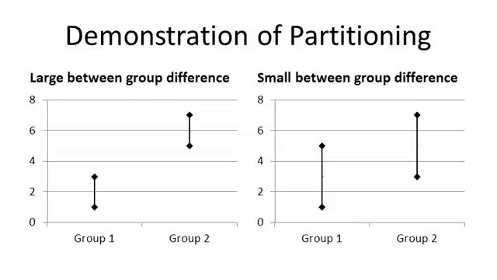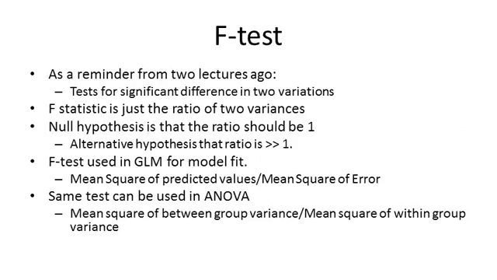In the second example, where we have a small between group difference, even though the mean might be the same or very similar, the fact is the variances overlap so much with each other that there's a pretty good chance that there isn't any significant between group difference. So in order to test this group mean difference, we use the f-test.